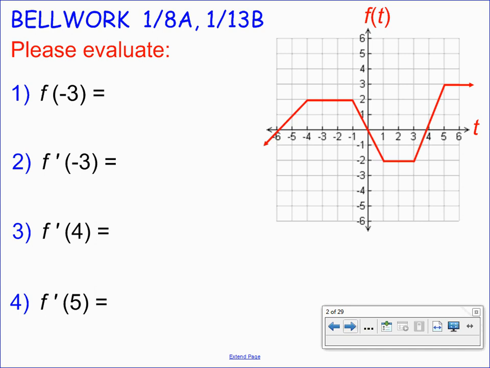So number 1, f of -3. Go ahead and tell the class when I call on you. Riley? 2. So f of -3 would be, well, that's the y value. The function right there is 2. Thank you, Riley. Raise your hand if you have the same. So we had 2 for the first one.